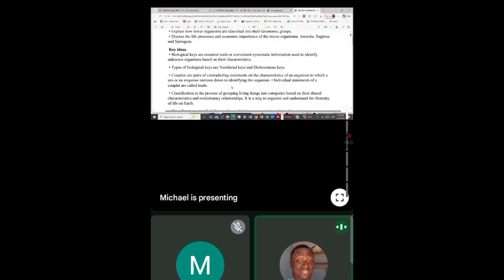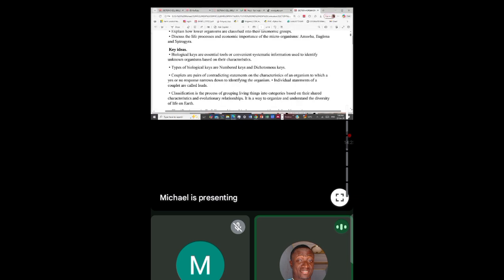The individual sentences in the contrasting statement or the couplet are referred to as leads because they guide you or help you to reach the organism we are talking about. They give you a hint, let me say it that way. So an individual statement of a couplet is called a lead. We will understand that very well.